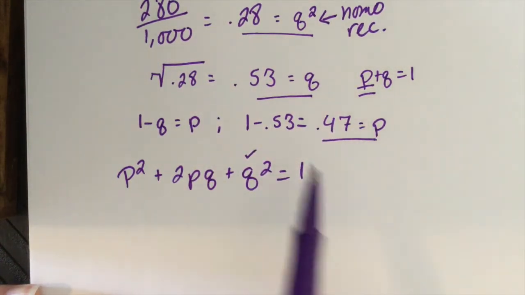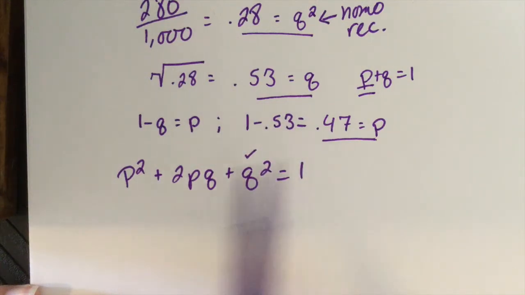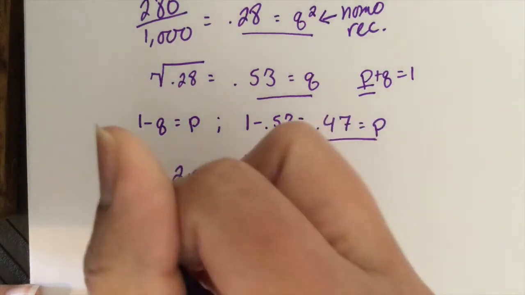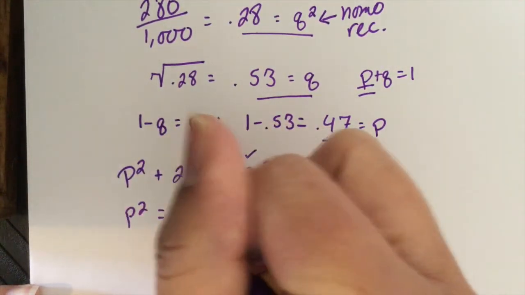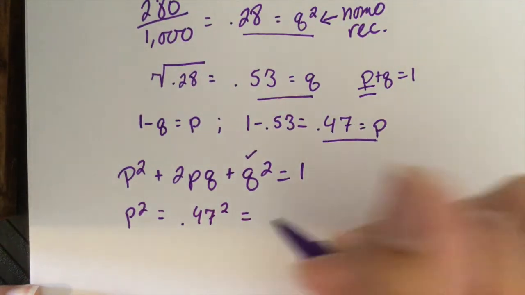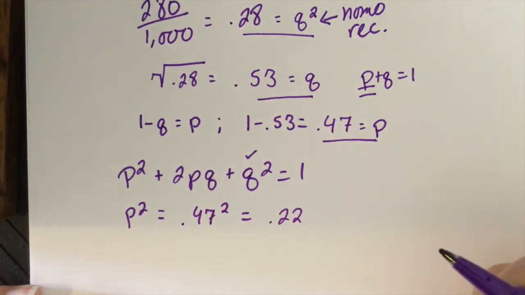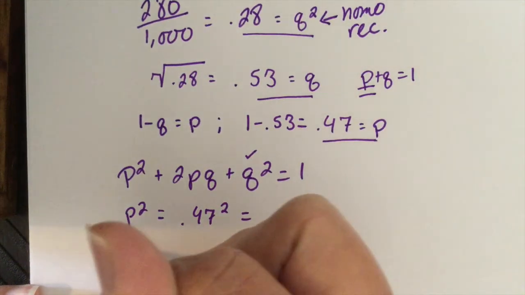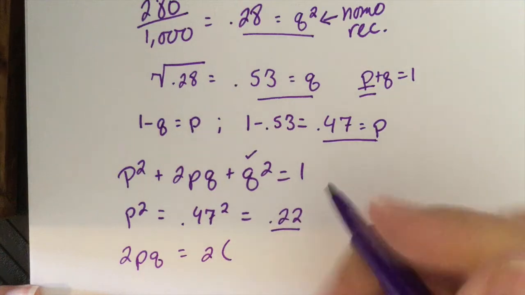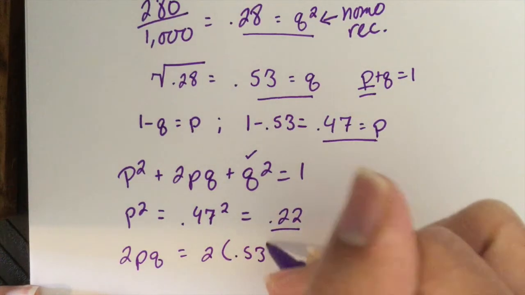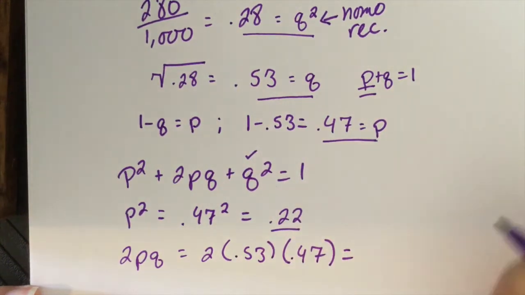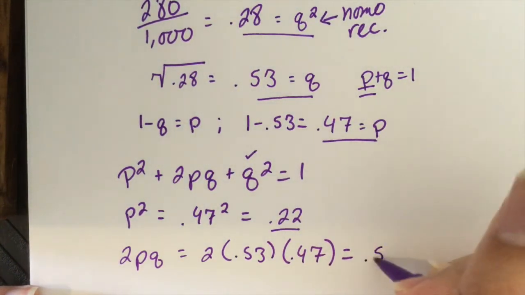So now I'm going to use my Q and my P. So P squared, I just take my 0.47 and square it. When I do that, I should get 0.22. So that's my P squared. 2PQ, I'm going to do the same thing. So 2 times 0.53 times 0.47. When I do that, I end up with 0.50.